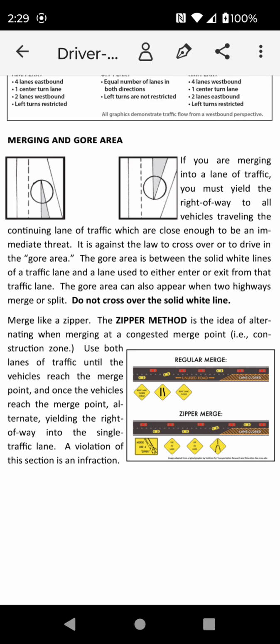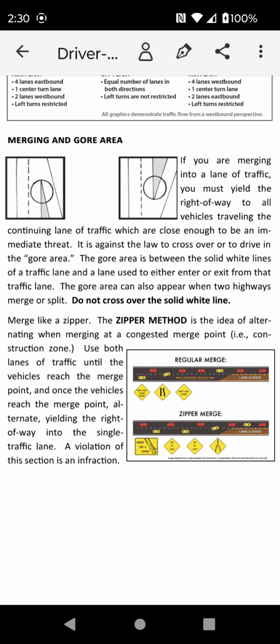Let's see, where were we? Yield the right of way to all vehicles traveling the continuous lane of traffic which are close enough to be an immediate threat. It is against the law to cross over or to drive in the gore area, the shaded area, right? The gore area is probably that way because people have died hitting that. It's the area between the solid white lines of traffic line and a lane used to either enter or exit from the traffic lane. The gore area can also appear when 2 highways merge or split. Do not cross over the solid white line.